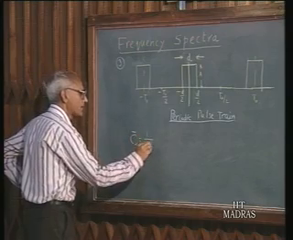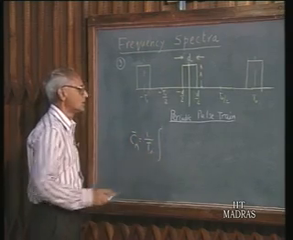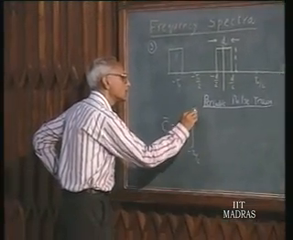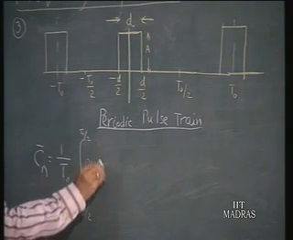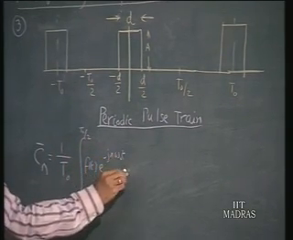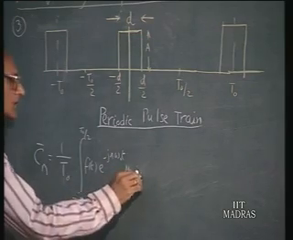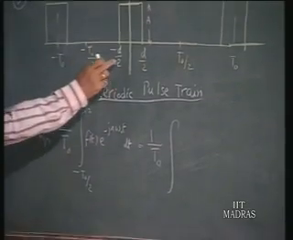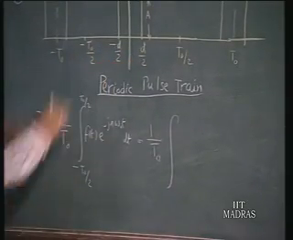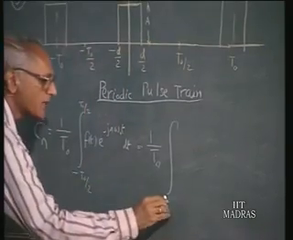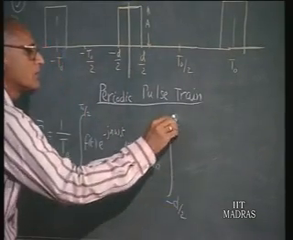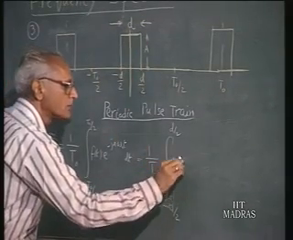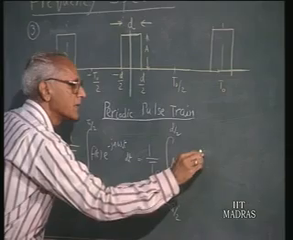So Cn for this will be 1 over T naught, integral from minus T naught upon 2 to plus T naught upon 2 of f of t e to the power of minus j n omega naught t dt. This is the standard formula. But in our particular case, this f of t lasts only from minus d upon 2 to plus d upon 2, and the rest of the period it is 0. Therefore, we can write this as the integral from minus d upon 2 to plus d upon 2, and in this interval its value is A, so A times e to the power of minus j n omega naught t dt.